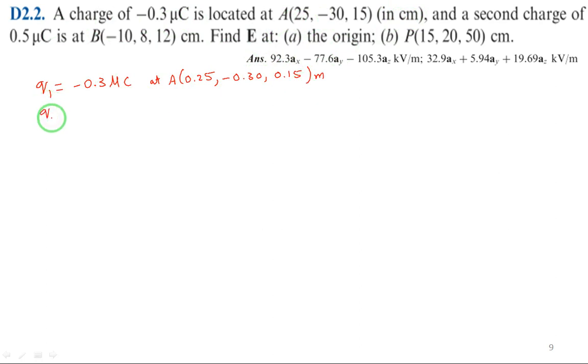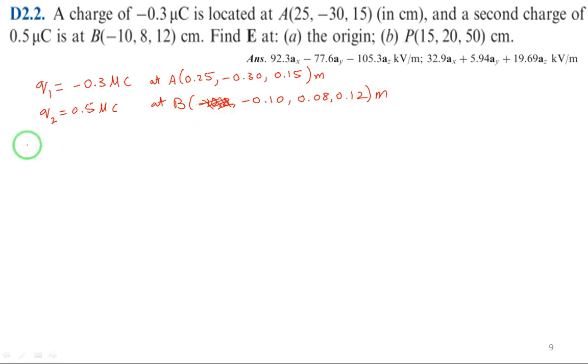And the second charge Q2 is 0.5 microcoulombs. It is at point B of minus 10 comma 8. Sorry, I should convert it into meters. So minus 10 means minus 0.10, comma 0.08. 8 centimeters means 0.08 meters, 12 centimeters means 0.12. I have converted it into meters. Please take care about this especially.